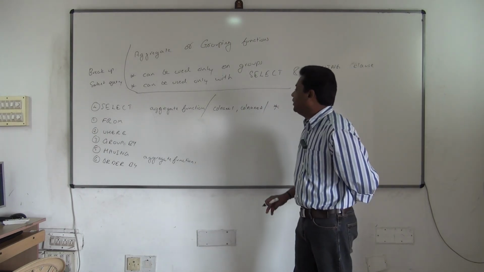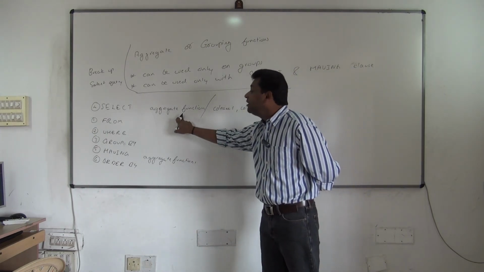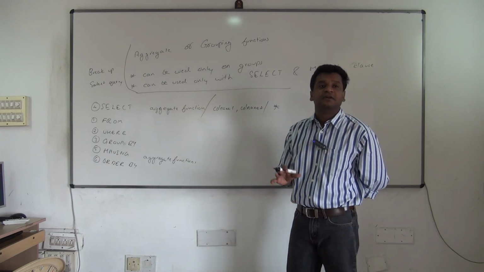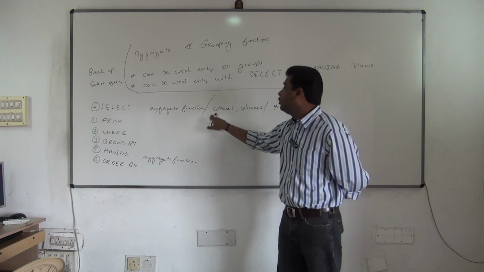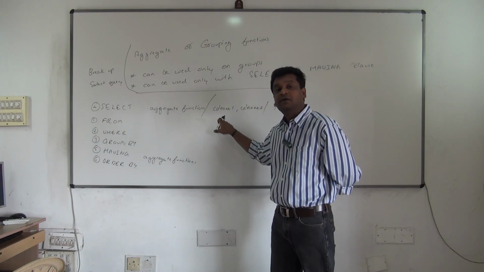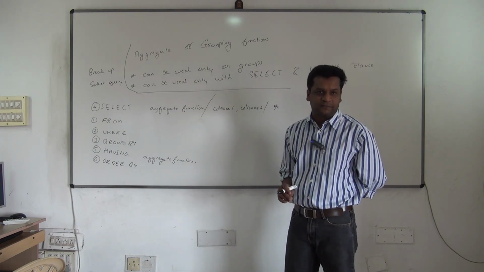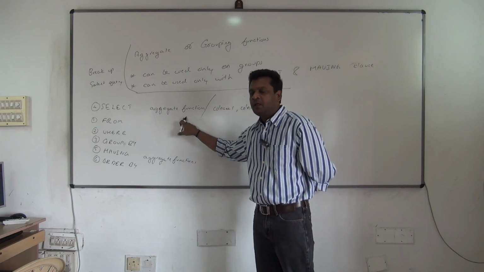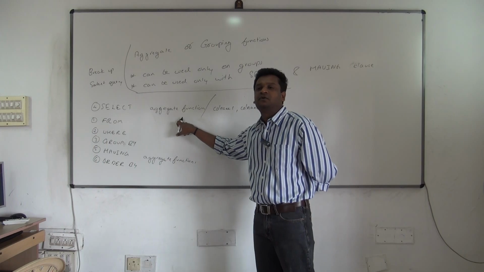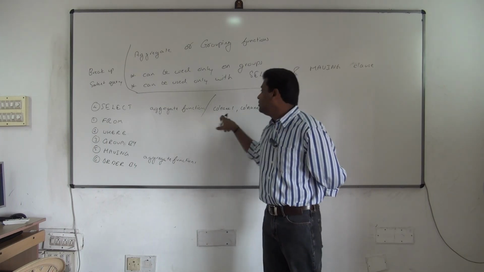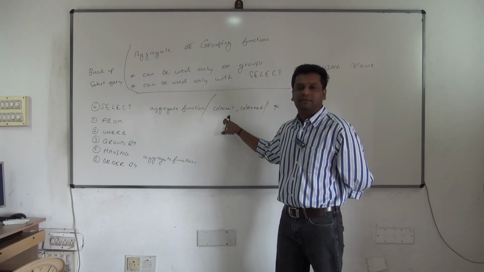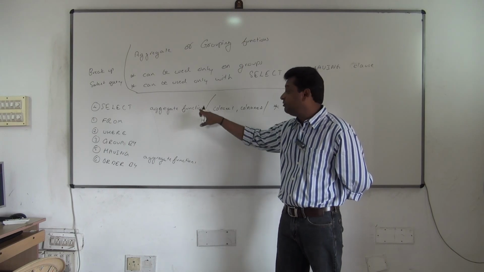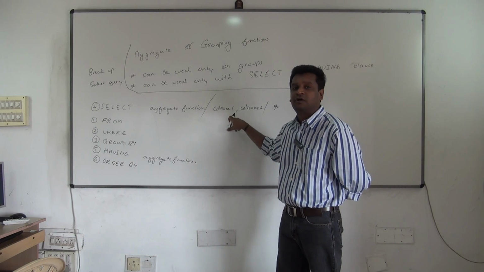Now supposing you use an aggregate function with the select clause, that time you will not be able to use column names. There are some rules. Now we are going to learn how to use aggregate functions, but when you use an aggregate function, what is the rule? You cannot select any other column name. If you use an aggregate function with the select clause, you cannot use any other column name.